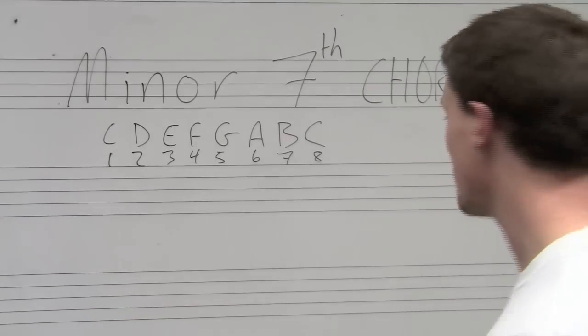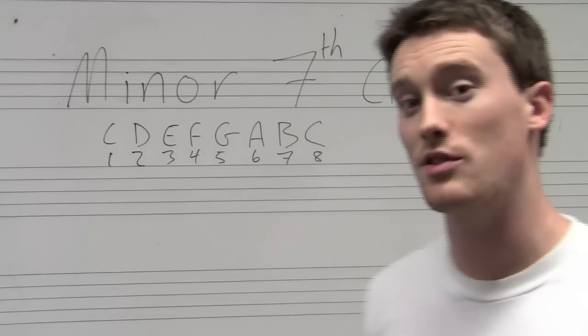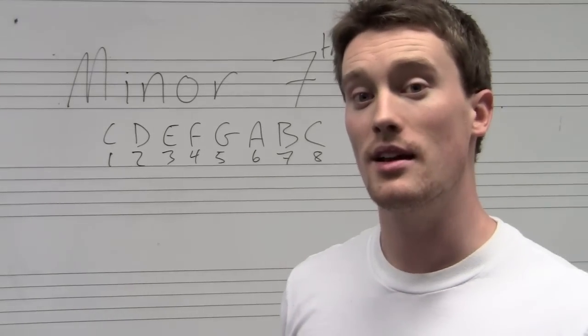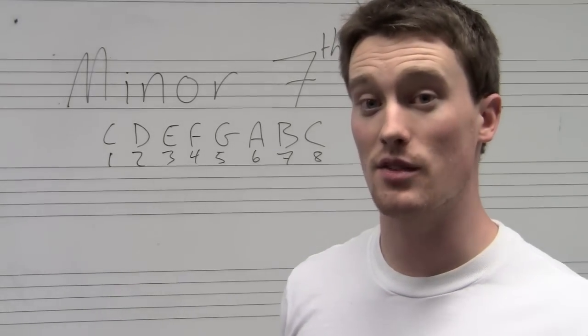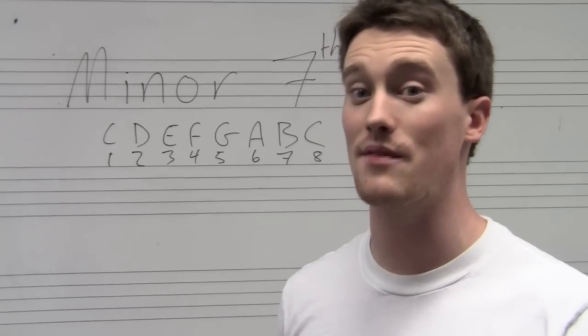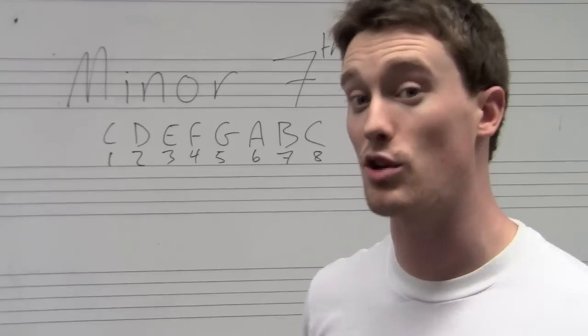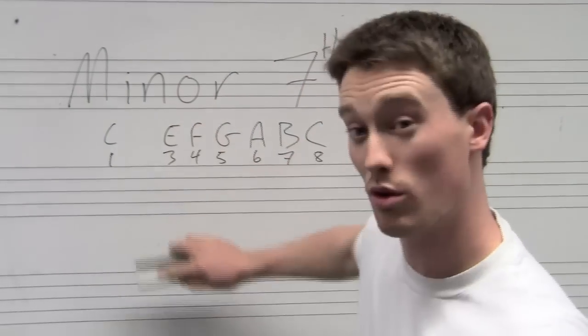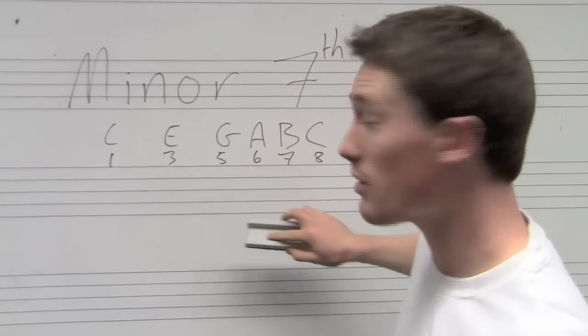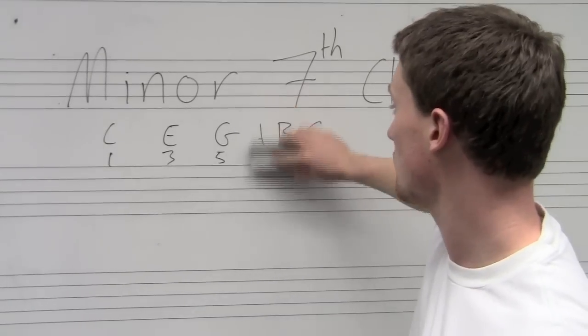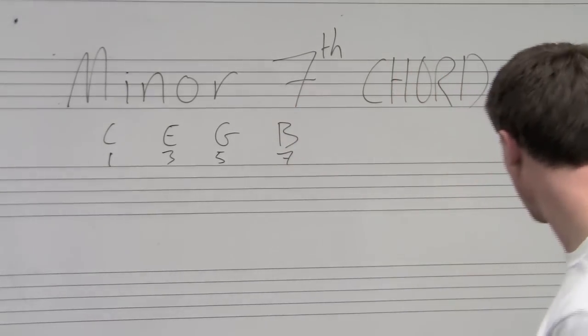But pressing on, in a minor 7th chord, we want the 1, the 3 that's then flattened, the 5, and then the 7, but the 7's also flattened. So first let's get rid of the scale degree numbers that we don't want. So we don't want the 2, or the 4. We want the 5, we don't want the 6 or the 8, okay?